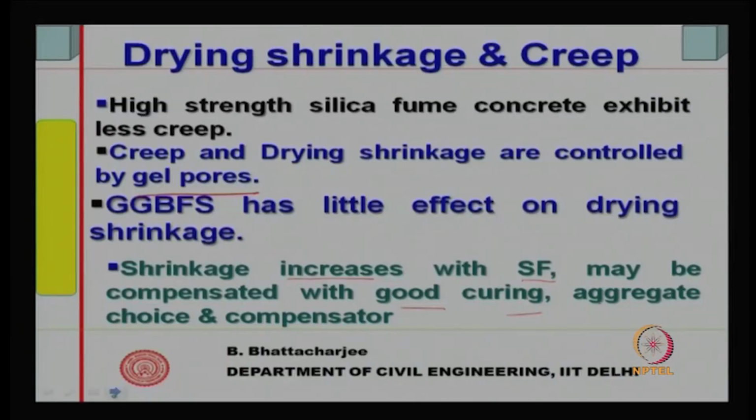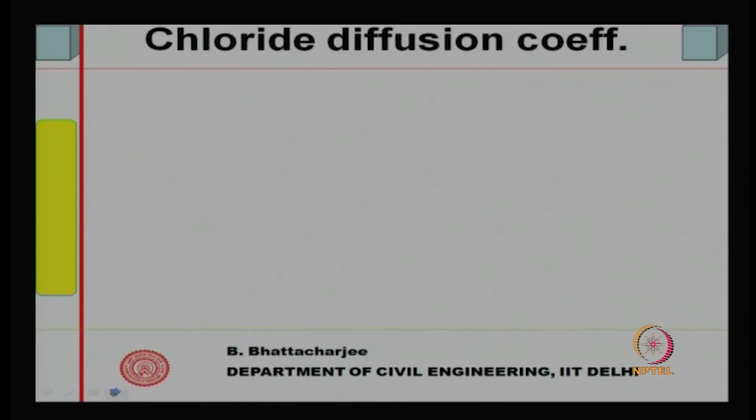So, shrinkage and creep properties with different types of mineral admixtures are something like this. Fly ash seems to reduce both the creep as well as shrinkage. GGBFS reduces the creep, but has little effect on drying shrinkage. Silica fume exhibits less creep, but it increases the drying shrinkage, and you can compensate with good curing, aggregate choice etc., and shrinkage compensating effect.